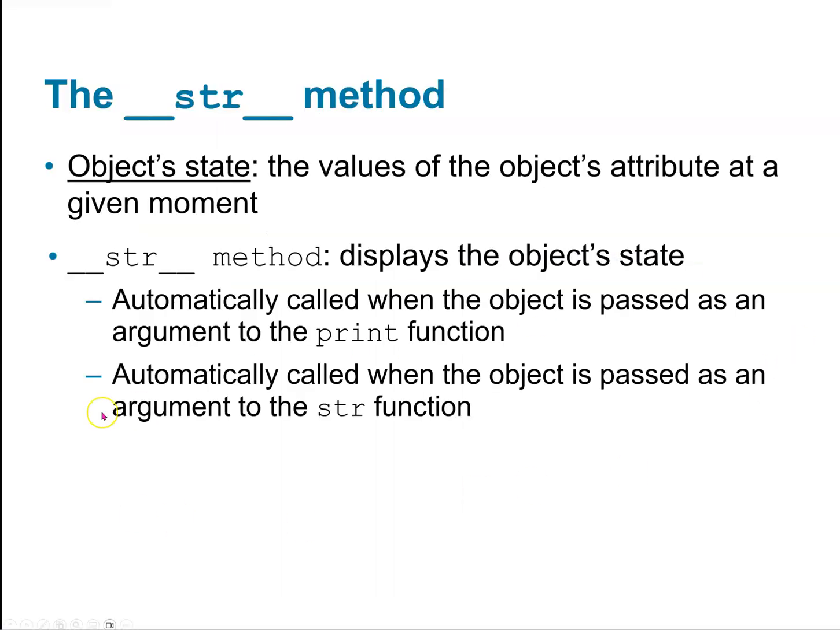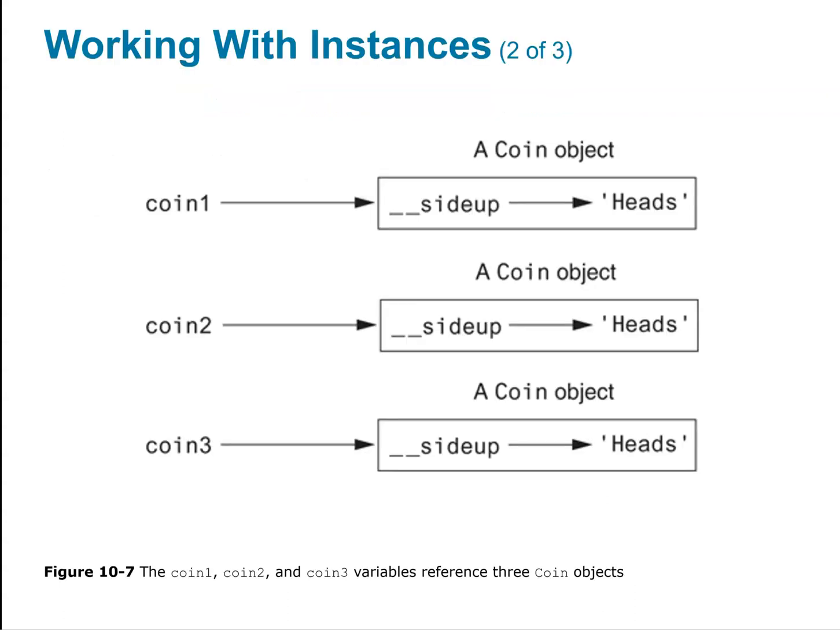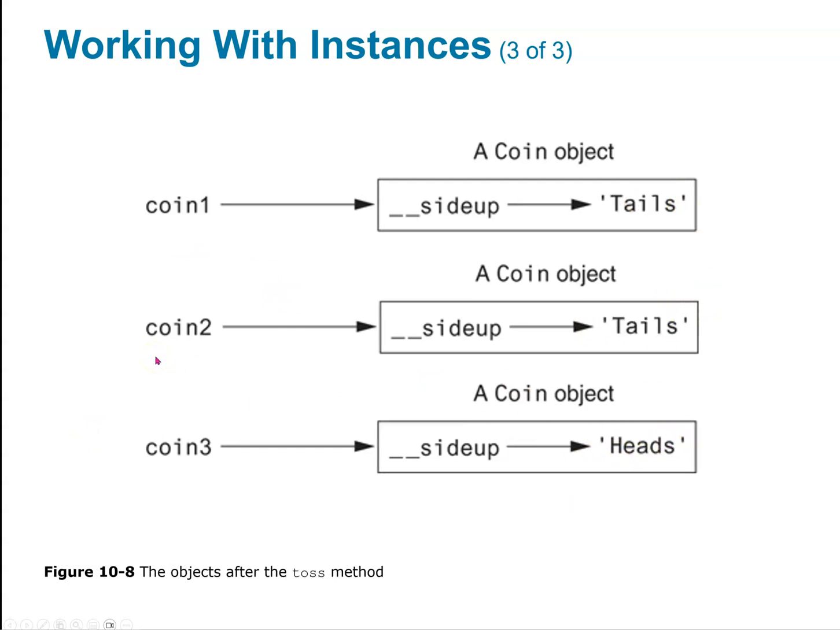So now we're going to talk about working with instances. An instance belongs to a specific instance of a class. Okay. It's created when a method uses the self parameter. If many instances of a class are created, each would have its own set of attributes. So here, each of these has their own set of attributes, and you can have one be tails, and it would be its own. Okay.